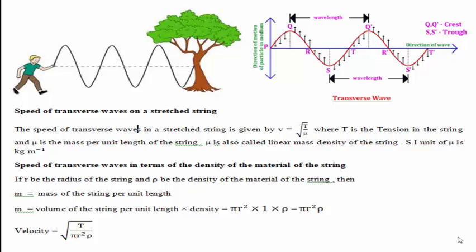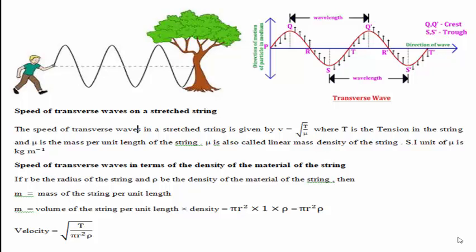So speed of transverse waves on a stretched string is calculated by v equals root of capital T divided by mu, where capital T is the tension in the string, where tension is nothing but the force present in the string, and mu is the mass per unit length of the string, and mu is also sometimes called the linear mass density of the string. So SI unit of mu is kg per meter.